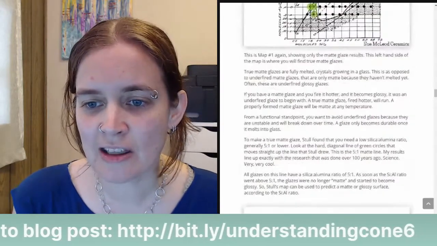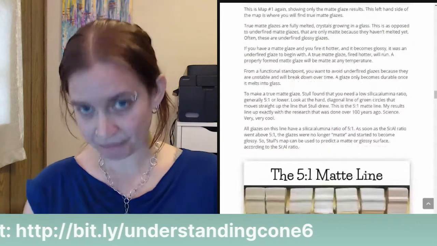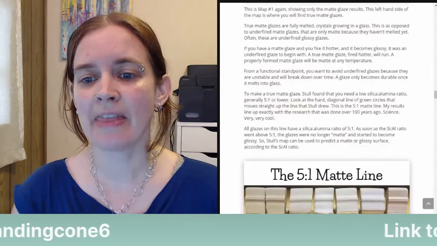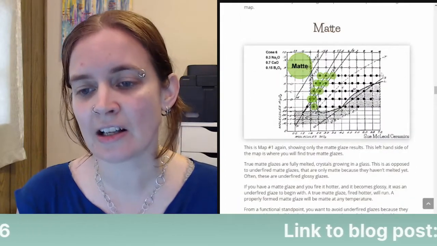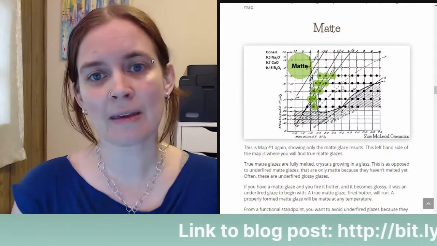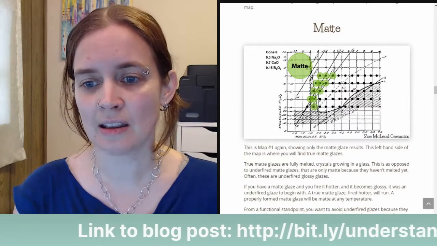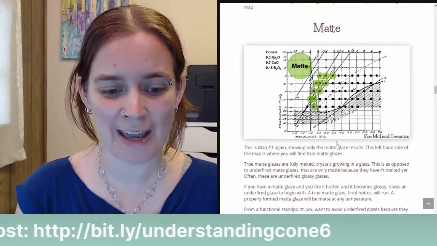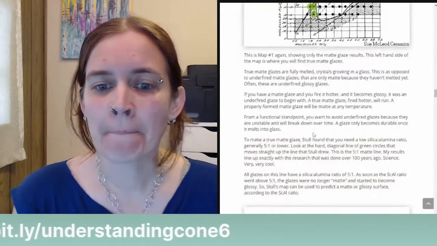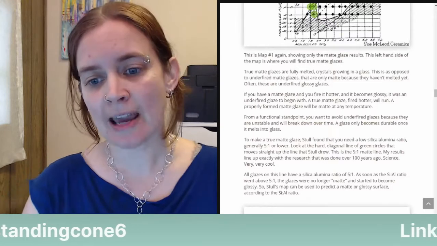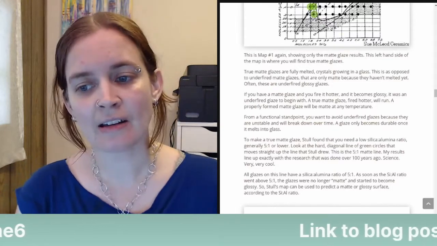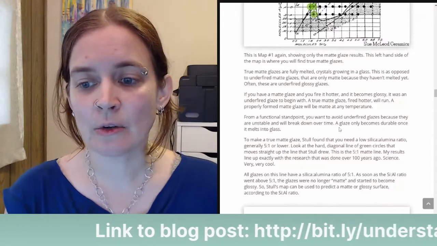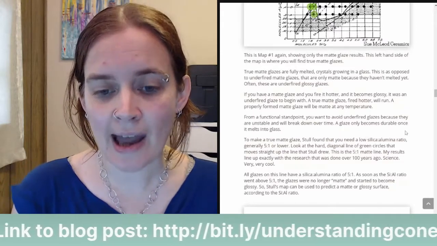I just wanted to mention that you can also have a matte glaze that is not underfired, that falls into the glossy section of Stull, and that is usually because of something that's crystallizing in the cooling cycle, which is oftentimes titanium or rutile. So from a functional standpoint, you want to avoid underfired glazes because they are unstable and will break down over time. A glaze only becomes durable once it melts into glass.